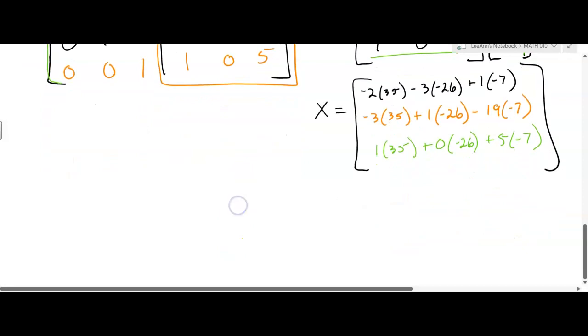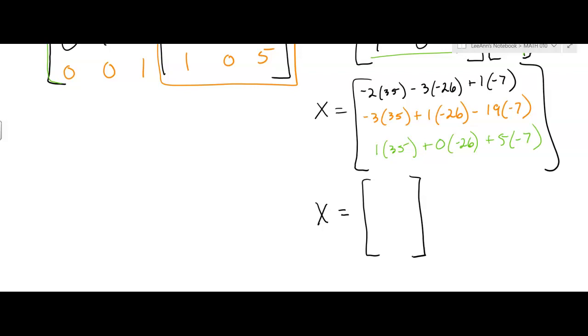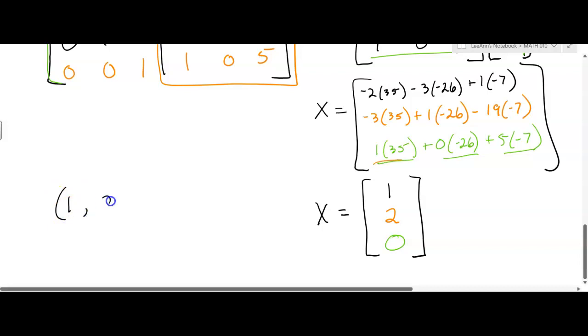Now, I did these calculations already, but I'm going to go ahead and just do them again. But we should get a 3 by 1 matrix. So I've got negative 70, right? That's 2 times 35, minus 3 times negative 26, because I'm too lazy to do that, minus 7. So I get 1. Great. Now I'm going to do the orange part. Let's just put it all in the calculator. Negative 3 times 35 plus 1 times negative 26 minus 19 times negative 7. Oh my gosh. And I got 2. All right. Then what's happening on the bottom? Well, you have a 35, a 0, and a negative 35. So that's just going to add up to 0. Okay. So the ordered triple for this system of equations is 1, 2, 0.